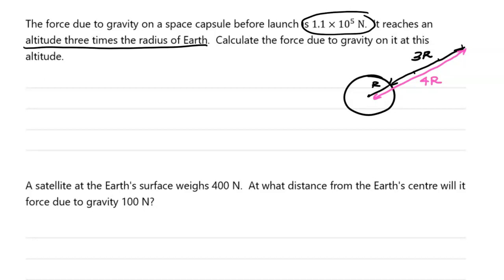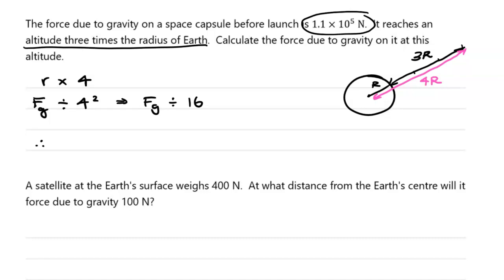So that means that the value of the radius is being multiplied by 4. So therefore, fg needs to be divided by 4 squared, or fg is going to be divided by 16. You could also consider it to be fg is going to be 1/16 of what it originally was.